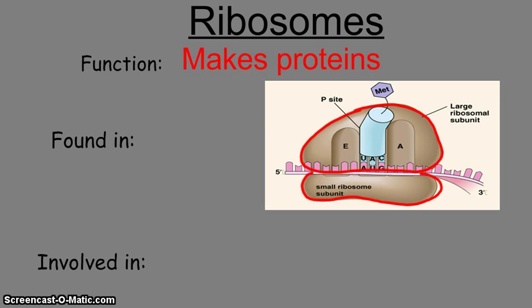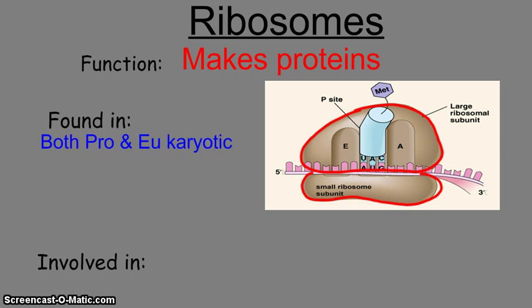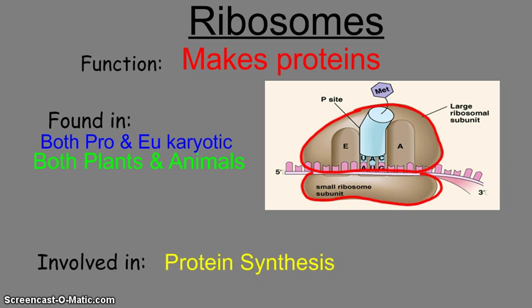We will talk about the ribosomes a lot. They are found in both eukaryotic and prokaryotic cells. Plants and animals both have ribosomes in them. So both the prokaryotic and eukaryotic cells, as well as plants and animals, falling into the eukaryotic cell type. And it's involved in protein synthesis, as its function implies.